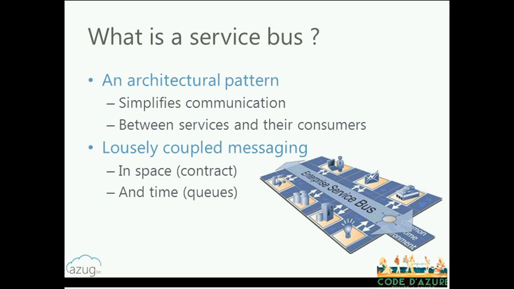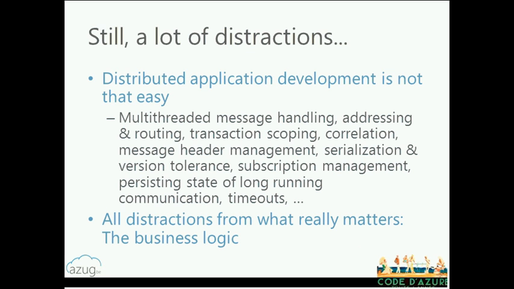Now, even though there is a pattern for building loosely coupled and distributed systems, it still takes a lot of effort from development teams to actually build distributed applications on top of it. They have to take into account a lot of things, including how you handle messages in a multi-threaded fashion, how you appropriately deal with addressing, routing, transaction scopes, correlations between messages, headers, serialization, and version tolerance if you have a very big system, etc.